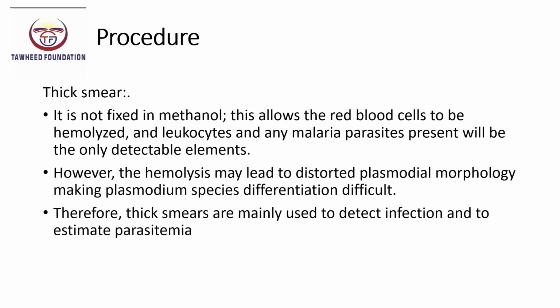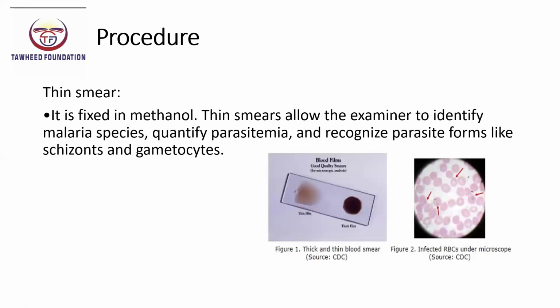Thick smear. So it is not fixed in methanol. This allows the red blood cells to be hemolyzed, and leukocytes and any malaria parasites present will be the only detectable elements. However, hemolysis may lead to distorted plasmodial morphology, making plasmodium species differentiation difficult. Therefore, thick smears are mainly used to detect infection and to estimate parasitemia.